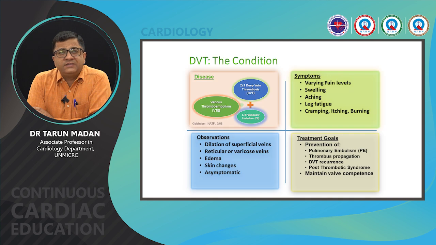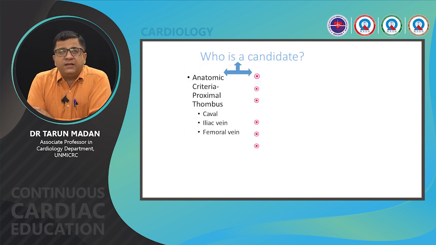So there is a disease in which there is thrombus formation, symptoms are there, observation, and then treatment goals. Treatment is prevention of pulmonary embolism, you have to prevent the thrombus from propagating, you have to prevent recurrence of DVT, you have to prevent post-thrombotic syndrome, and you have to maintain the valve competence so as to have avoidance of secondary varicosities.